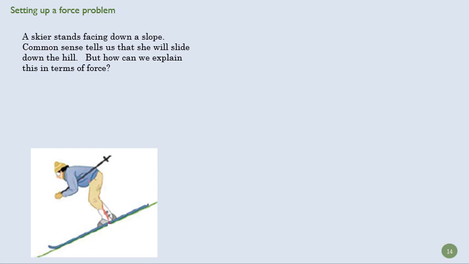Okay, now we're going to try to connect that free body diagram to an actual acceleration problem. And we're going to look at a little more complex situation here. We have a skier facing down a slope. Common sense tells us she'll slide down the hill, but let's see if we can explain that in terms of our language here of force and direction.